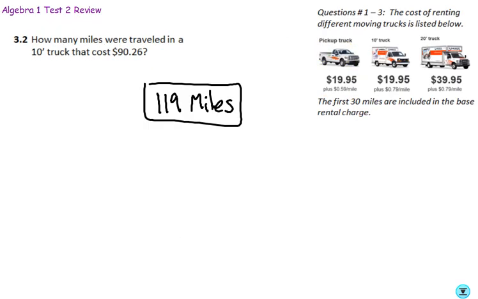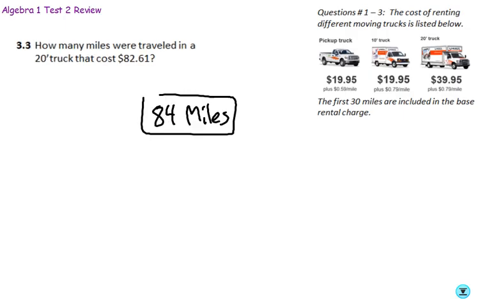Alright, so let's see what you got. 3.2, you should have got a total of 119 miles. Would have been 89 extra miles that you had to pay for, so the 89 plus the 30 that were included would give you the 119. And then on 3.3, when you solve for x, you would have got 54. But again, that's just the extra miles that you had to pay for. So plus the 30 would give you a total of 84. All right, well, so that finishes up number 3.